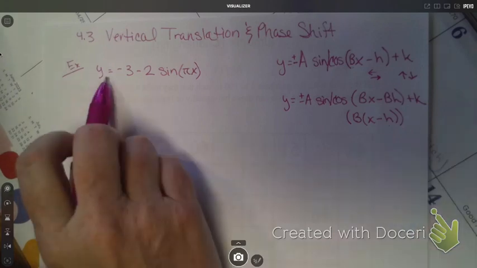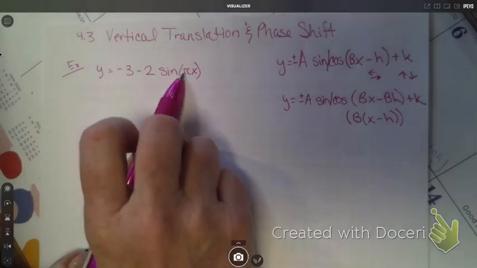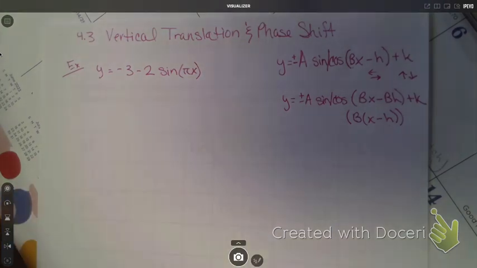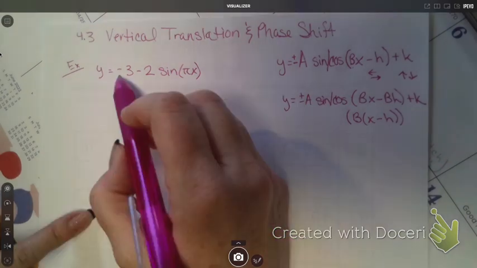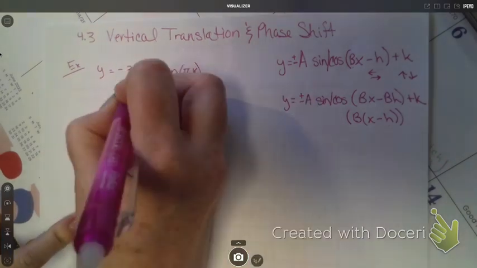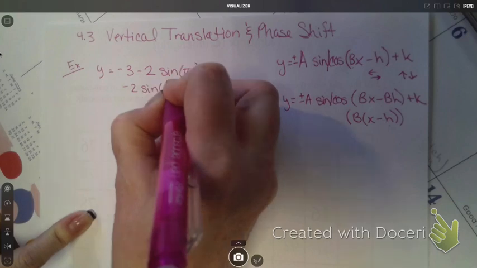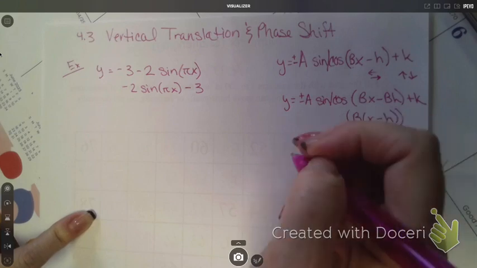So I have y equals negative 3 minus 2 sine of pi x. Where'd they put the k? In the front. Does it matter? No. If you want to put it in the back, once you put parentheses, can you write it in the back? Yes. Without the parentheses, can you write it in the back? No. You can, but it looks kind of funny, right?